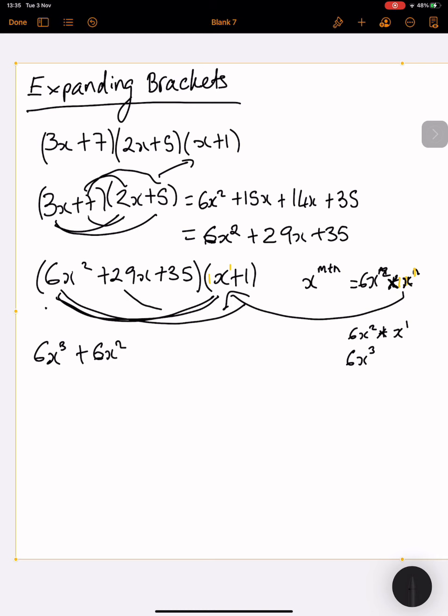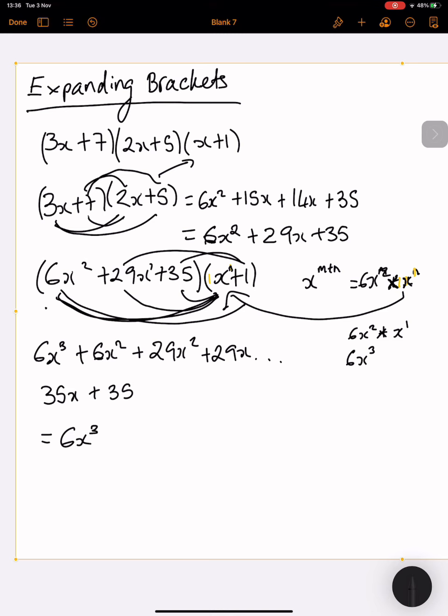Now 29 times x is going to become 29x, with the powers 1 plus 1, which is 2. And then plus 29x, because 29 times x times 1. Then we're going to do another line. 35 times x. And then lastly, 35 times 1, which is 35. I was going to get a calculator out so I don't mess up any of these. So now I've got to simplify.